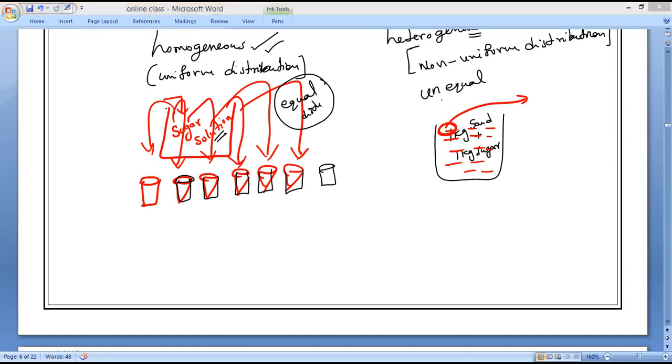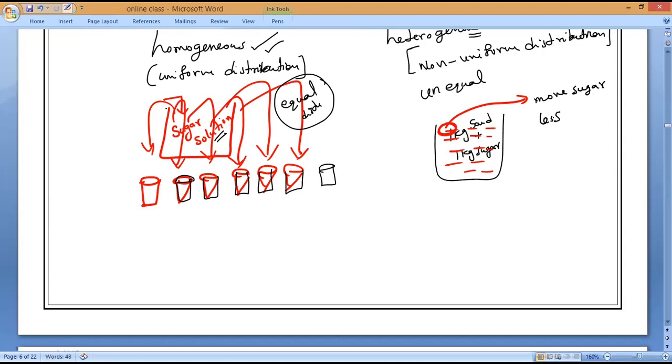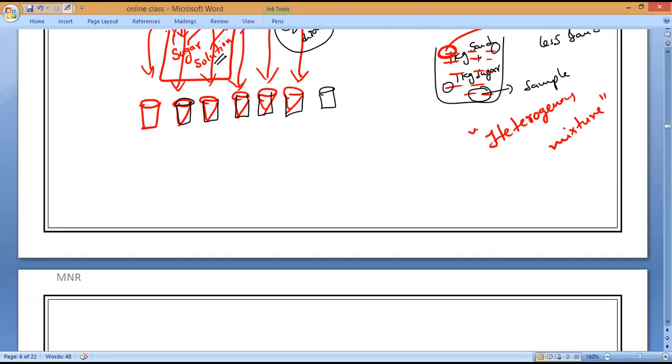No, sir. Maybe more sugar can come and less sand can be present. Now, I will ask you to take a sample. Is there a chance of getting an equal number of sugar and sand particles? We cannot predict. Maybe it can come equally also. But if we take samples from different places, a different number of particles will come. That is why it is called a heterogeneous mixture. So particles are not uniformly distributed, and that is called a heterogeneous mixture.